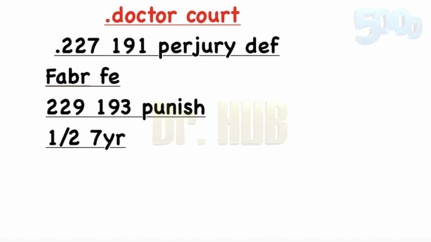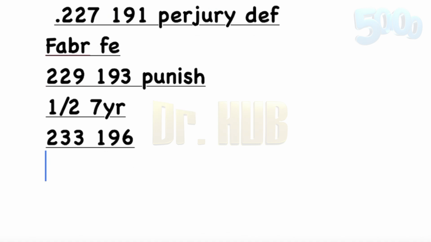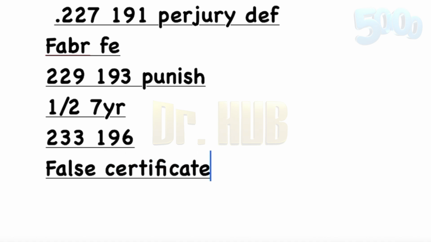Next we move on to BNS 233 and IPC 196. This is where evidence known to be false is used. Next we move on to 234 and 197, the number right next to it. This is where you issue a false certificate. So 197 is important: false certificate. So issuing a false certificate will come under BNS section 234 or IPC section 197.